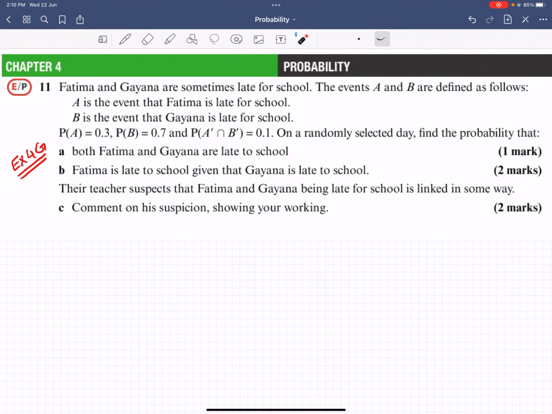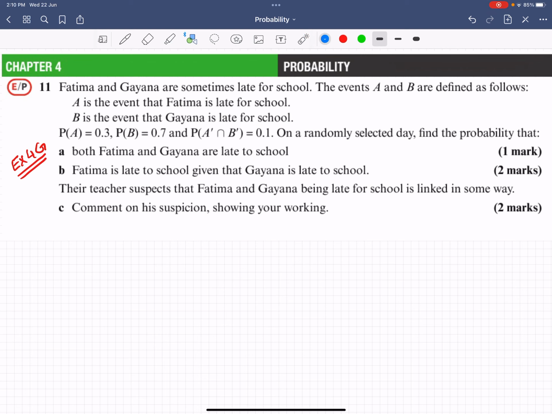Exercise 4J, question number 11. Fatima and Gayana are sometimes late for school. The events A and B are defined as follows. A is the event that Fatima is late for school. B is the event that Gayana is late for school. Probability of A is 0.3, probability of B is 0.7, and probability of A complement intersection B complement is 0.1.